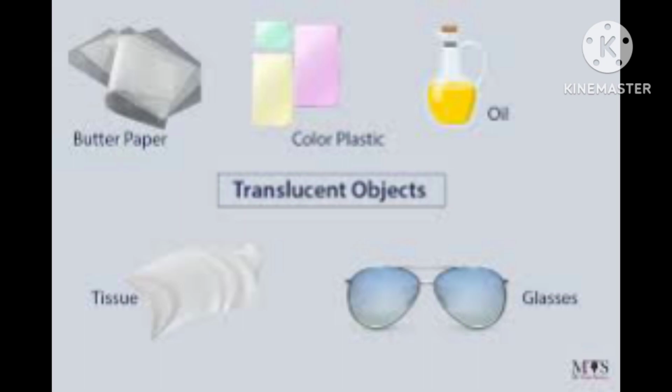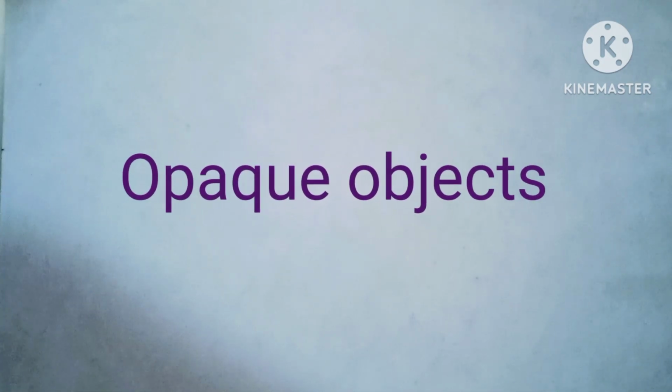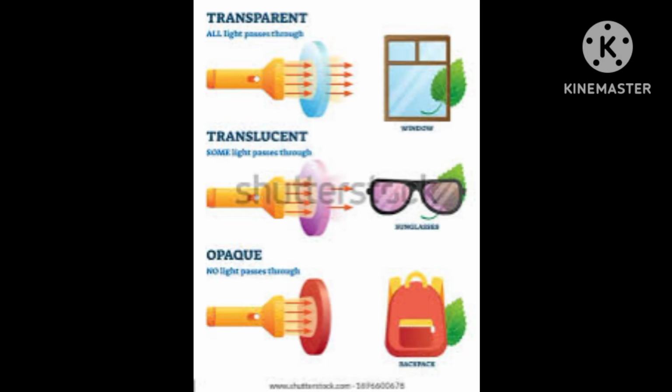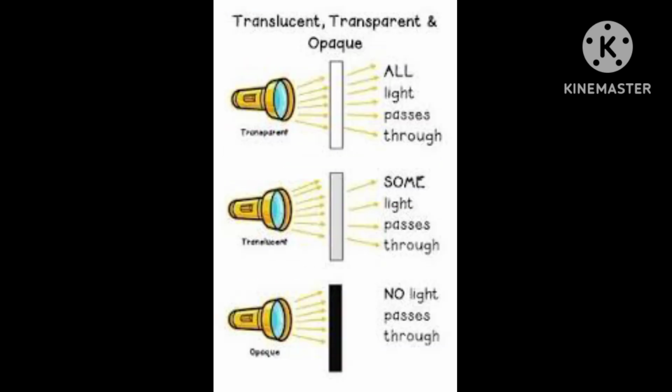Let us see the next, that is, opaque objects. These objects do not allow any light to pass through them. We cannot see through any opaque object. For example, wood, brick, stone and metals, etc. are opaque objects. They form shadows. You can see here three examples: transparent, translucent and opaque objects.